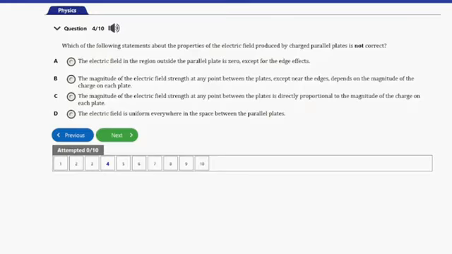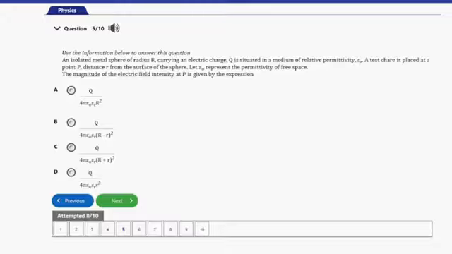So guys, the answer to this question is option C here. The magnitude of the electric field strength at any point between the plates is directly proportional to the magnitude of the charge on the plates. So guys, this is not correct for the properties of the electric field produced by charged parallel plates, and as such, that's the answer to this question. So that's it for that question, guys. Let's go ahead and consider the next question. That's question number 5 here.